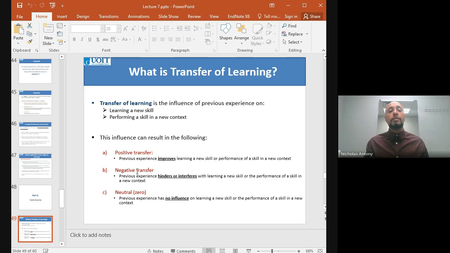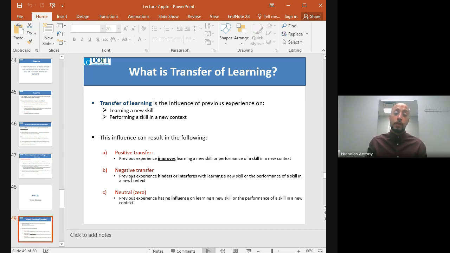So there are three different types of influences that previous experience can have on learning a new skill. We can have a positive transfer, a negative transfer, or a neutral or zero transfer. Positive transfer is when previous experience speeds up learning of a new skill. So people who have been figure skaters, that experience of knowing how to skate, are going to learn quicker at playing hockey than those who have never skated before. Does that make sense? Positive transfer is when a previous experience positively influences the ability to learn a new skill.